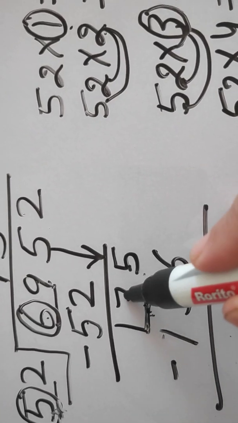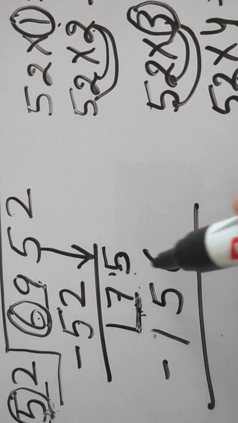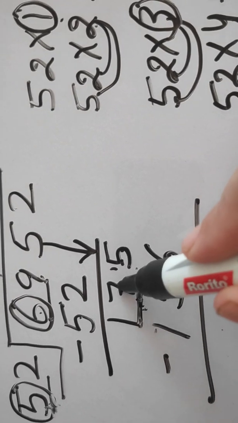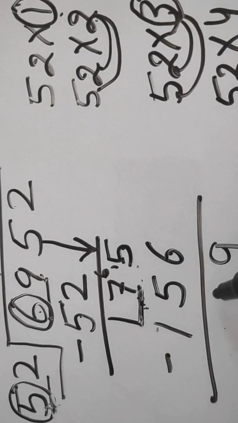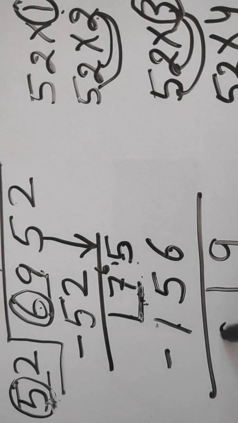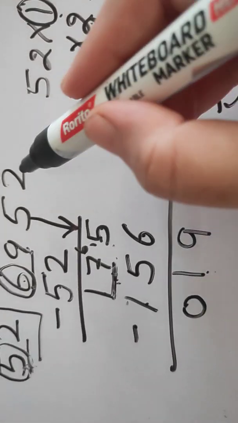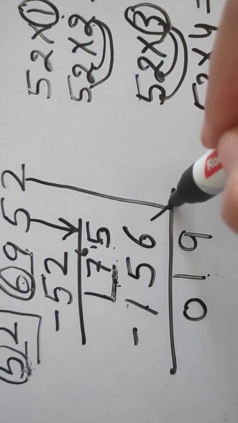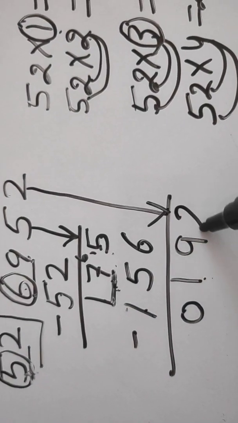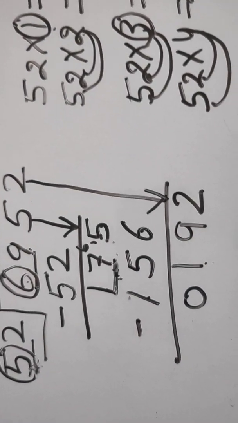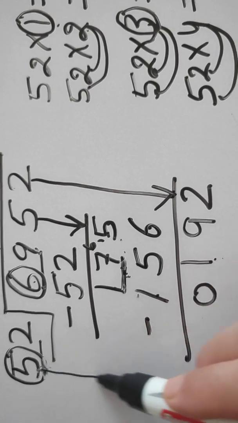5 is small. We will borrow from here. It becomes 15. 15 minus 6, 9. Here 6 remains now. 6 minus 5, 1. 1 minus 1, 0. Now the remainder is 19. One more digit is left. We will bring down this. Now it becomes 192. Again we will check.